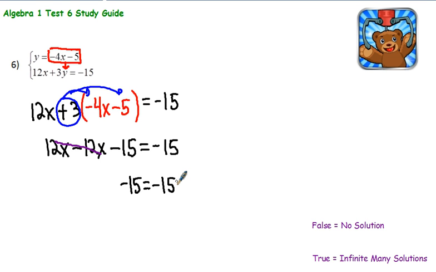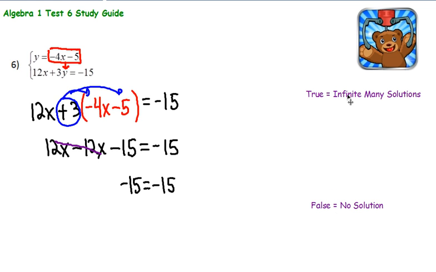Well, this is what we call a special case with these systems. When either the x or the y is eliminated from the problem and all you're left with is one number equal to another number, what you have to look at is what's left over. Is that a true statement or a false statement? True meaning, do the numbers match? Is negative 15 equal to negative 15? Yes, that is true. So what that means about this particular system is that they're actually the same line.